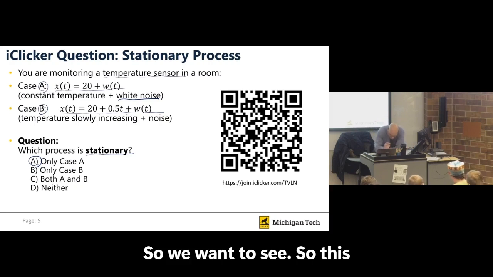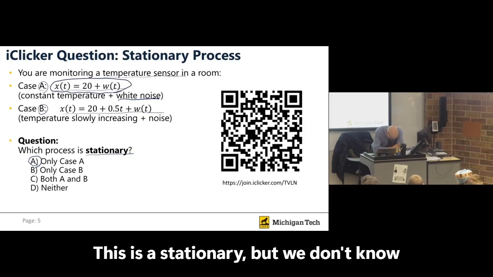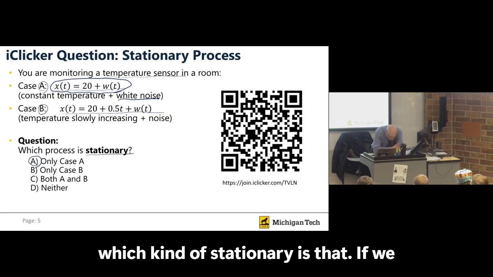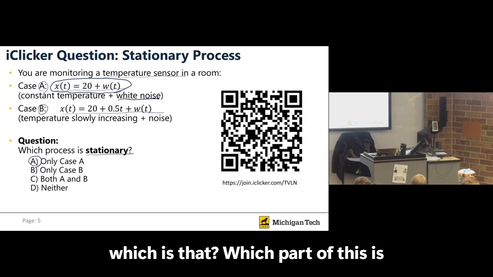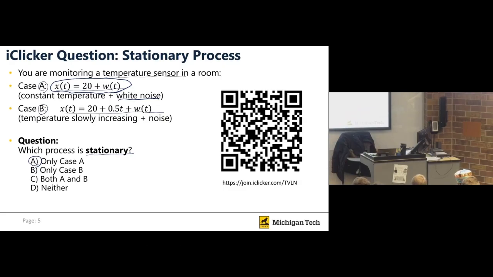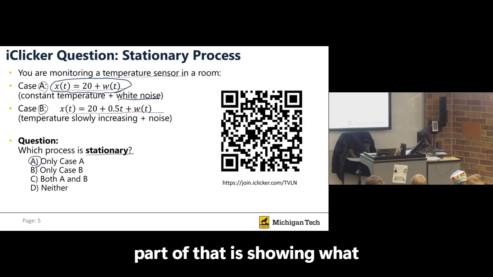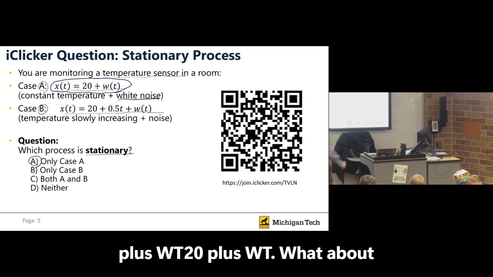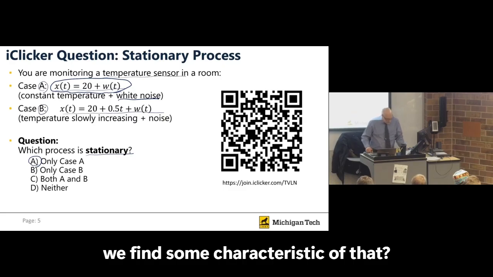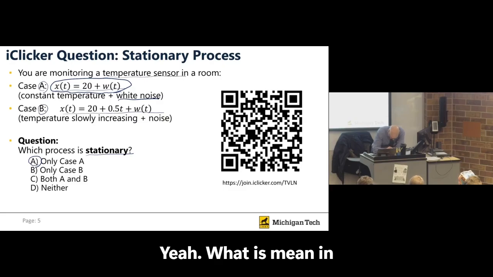So this is the answer. This is stationary, but we don't know which kind of stationary it is. If we want to see which kind, which part of this is more important for us? Which part shows what type of stationary it is? 20 plus WT. What about we find some characteristics of that? For example, can we find the mean? What is the mean in this?